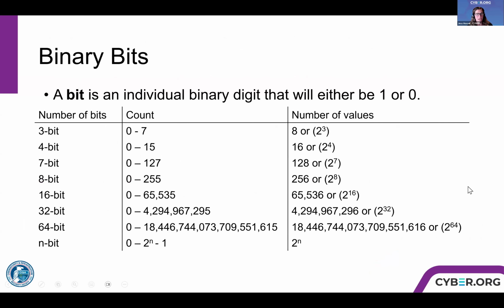Again, going through how binary bits work and how many values can be represented in how many bits. So working through examples from 3 bits to 64 bits, all the way up to the formula that we use to do it for n bits, and just showing that in the form so that they can get to that.